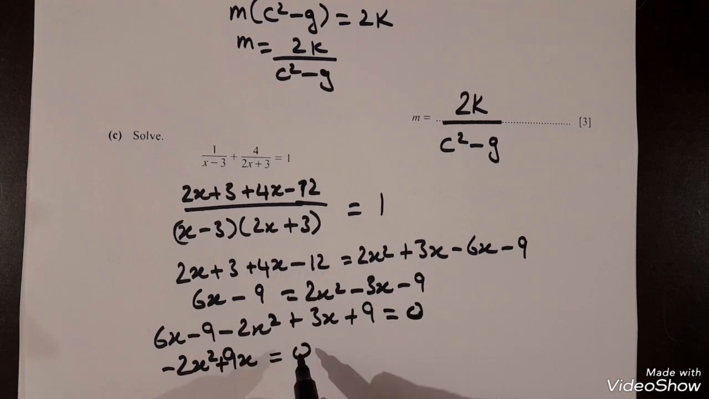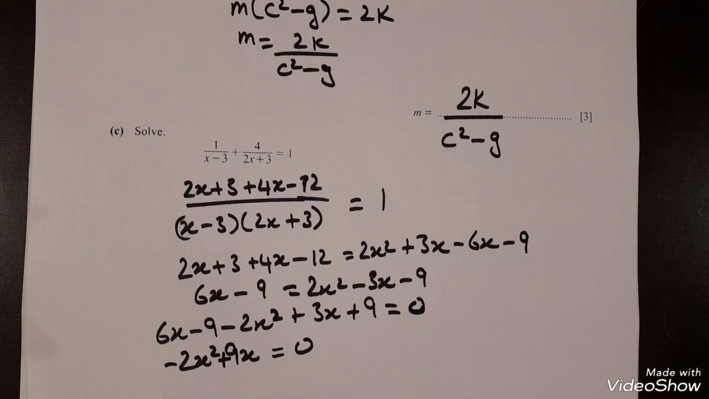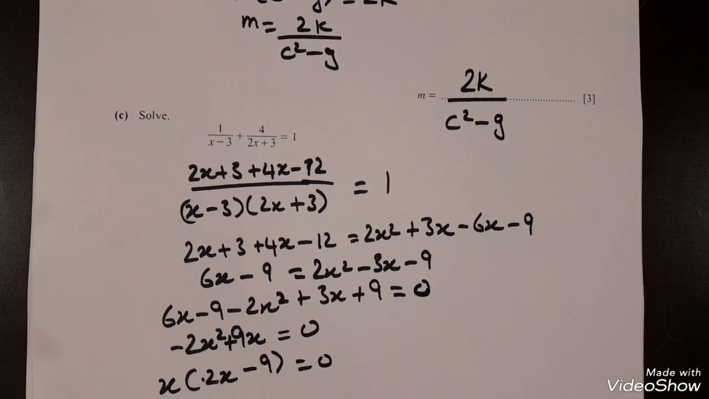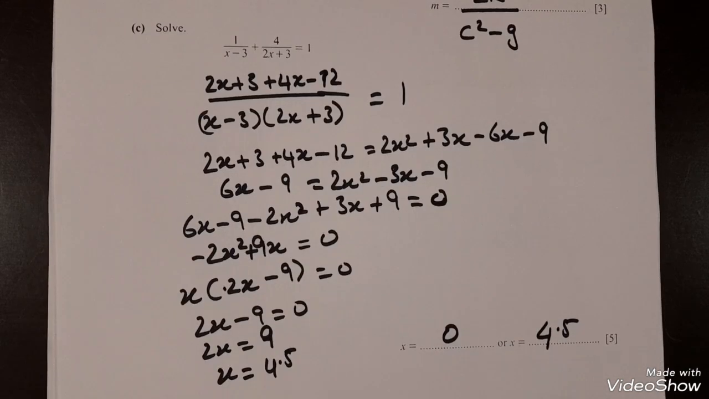is equal to 0. So we will take out x and write x times 2x minus 9 is equal to 0, so one x will be 0, and for the other we will write 2x minus 9 is equal to 0, 2x is equal to 9, x is equal to 4.5. So we will write 4.5 for one, and the other x will be 0, so 0 and 4.5. So this is how we will calculate.